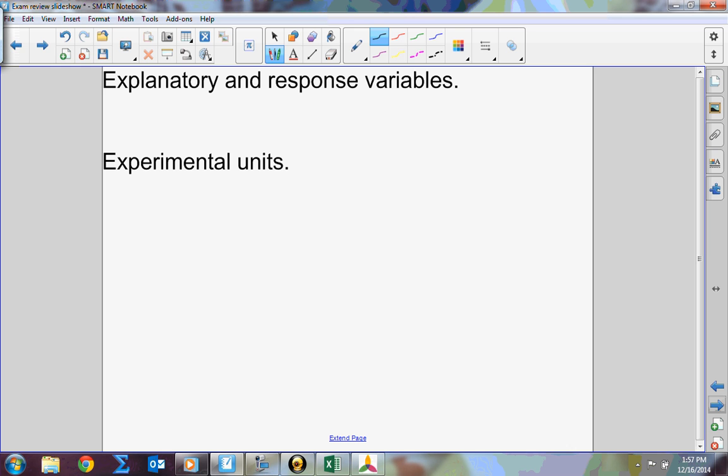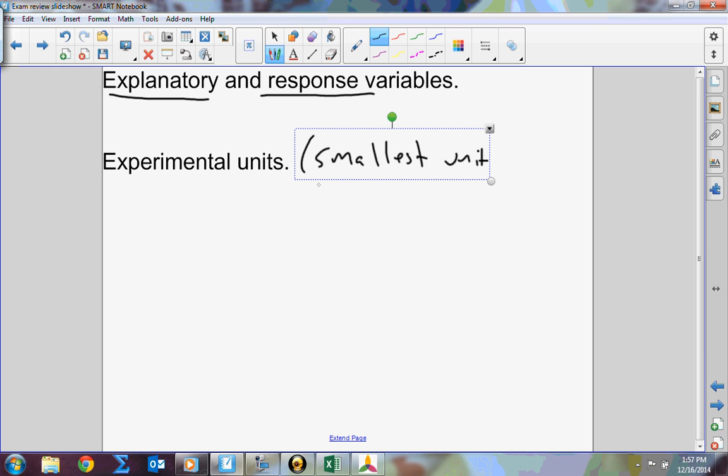You will have to figure out what an explanatory and response variable is in a situation. And you also have to know what an experimental unit is. And remember, that's the smallest unit on which treatment is applied.